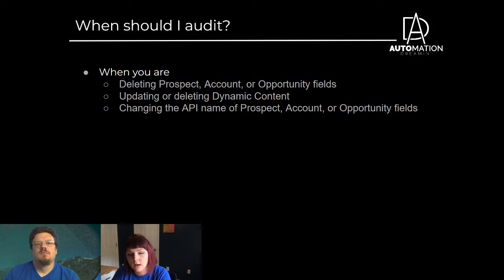So when do you want to audit your dynamic content and variable tags? Anytime you're deleting prospect, account, or opportunity fields. If those are used in any of your marketing assets, that could leave blank spaces. If you're updating or deleting dynamic content, you definitely want to know where those are used, especially if you're updating it, so you can make sure your new content still makes sense in those instances. And if you change any of the API names of your prospect, account, or opportunity fields, that can also break the variable tags.